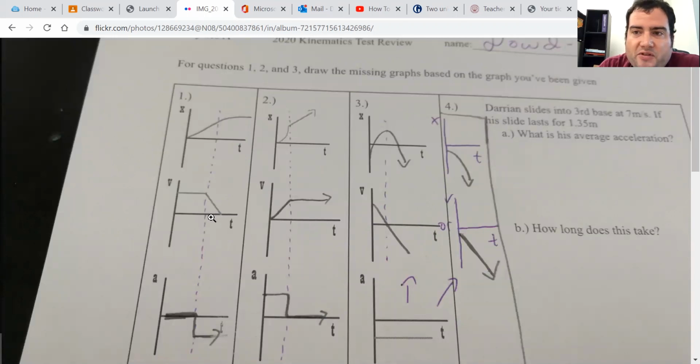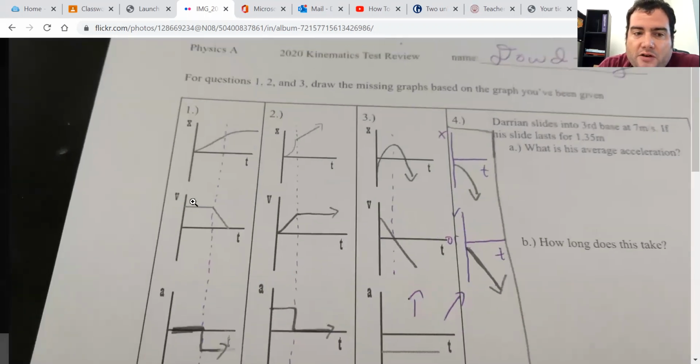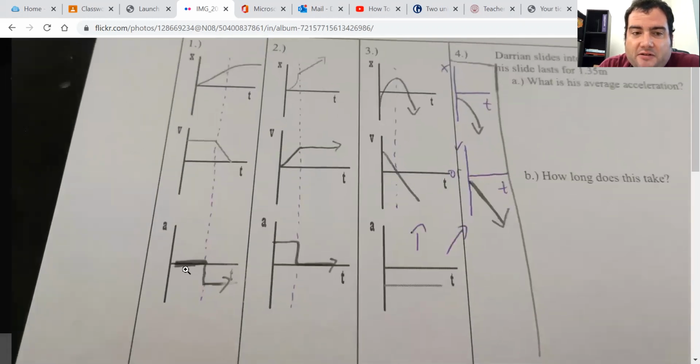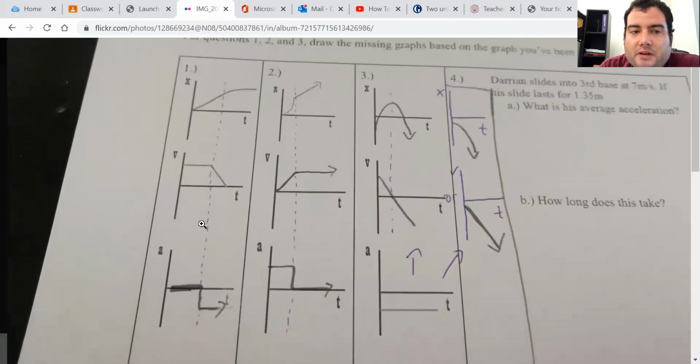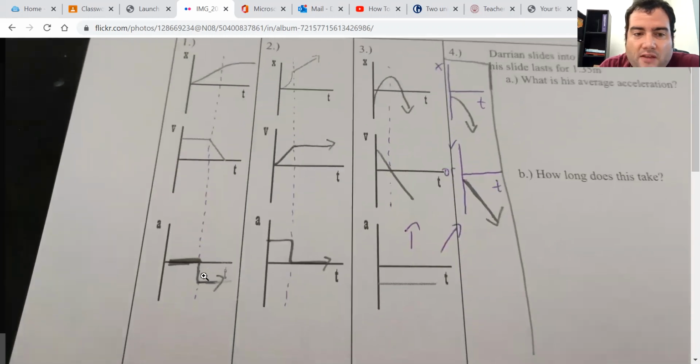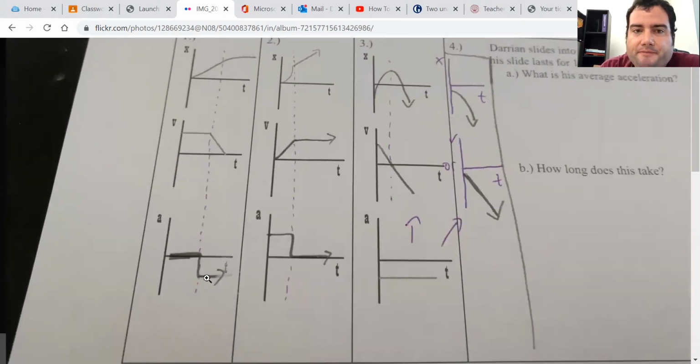So that part, I hope, is not too scary. To go to acceleration, you just look at the slope of the different velocities. This velocity is constant. That means I'm not accelerating, so I have an acceleration of 0. This velocity is negative, and it's decreasing at a steady rate. That's a constant negative acceleration.